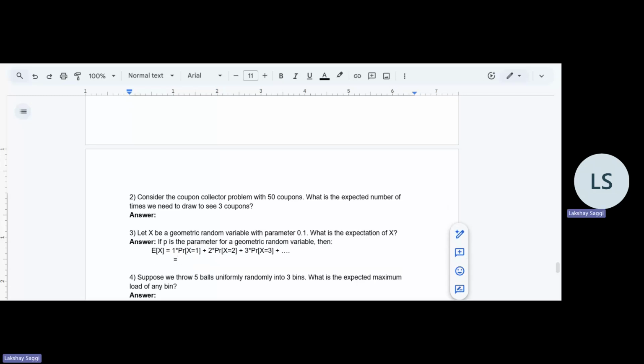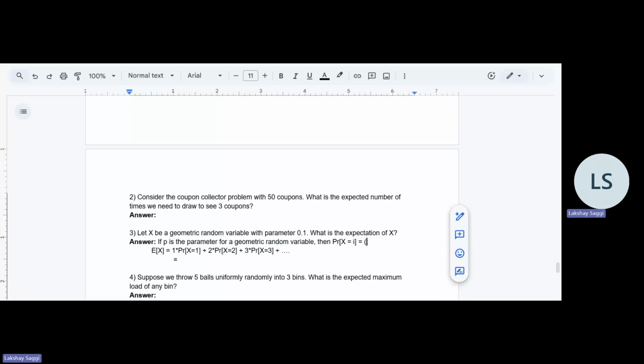Okay, maybe I should first describe the general formula. What's the probability that X equals i? What does X equal to i mean? It means that for the first i minus 1 trials you obtained tails, and on the i-th trial is the first time you obtain heads.